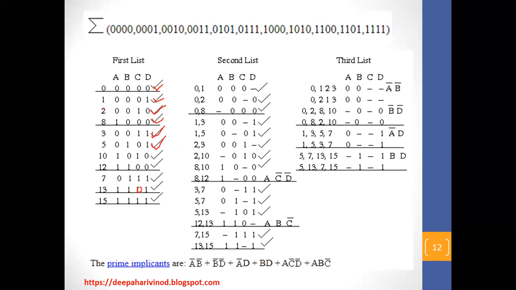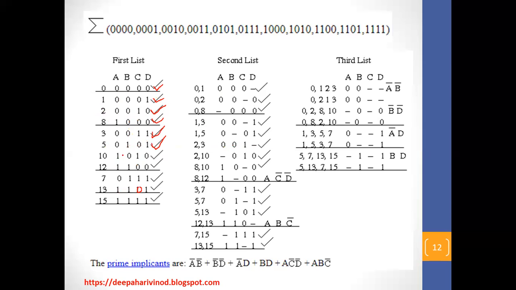Next, you have to compare 2 with 3. 2 with 3 means it is 0, 0, 1, 0 with 0, 0, 1, 1. So when we compare, the third bit is changing. 2, 3 gives 0 0 1 dash. So it is already taken. And 2 with 5, 0 0 1 0 with 0 1 0 1. See, this bit is changing. Again, this bit is changing. So 2 with 5 we can discard. 2 with 10.